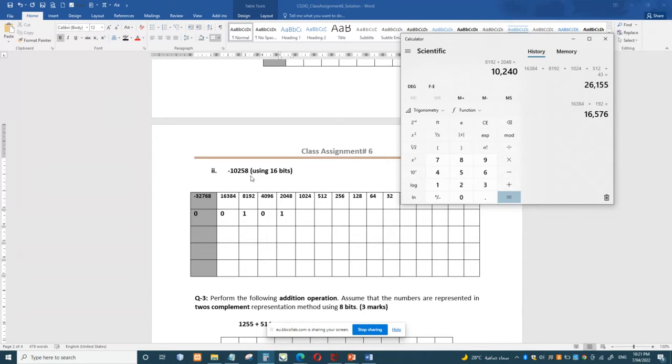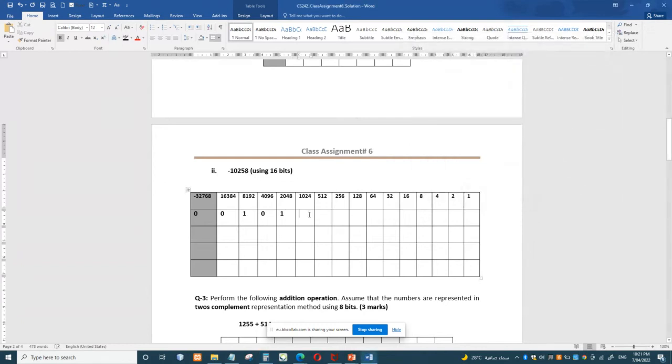We are left with 18, so we don't need 1024, we don't need 512, we don't need 256, we don't need 128, we don't need 64, we don't need 32, but we can take 16 because we are left with 18. So I'm taking 16 and 0, 0, and 1 and 0.